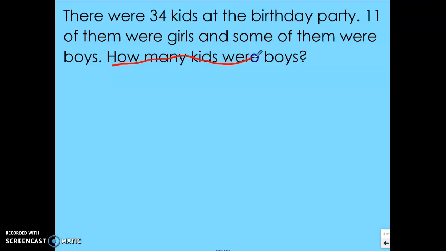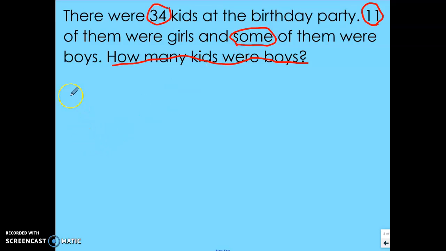Let's see. How many of the kids were boys? Oops, that was a little squiggly. Sorry about that. Okay, I know how many are in all. I know how many were girls, but I don't know how many were boys. I'm actually going to circle some just so I don't forget.